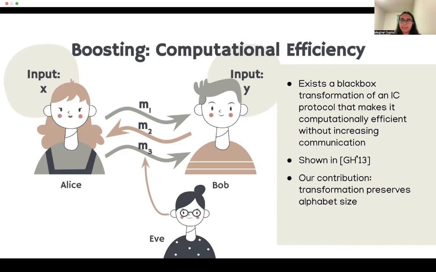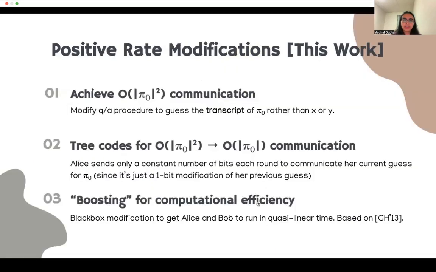However, their protocol blows up the alphabet size of the protocol. So our contribution is a transformation that preserves the alphabet size. This is important because we're working in a binary alphabet, whereas they were working in a large alphabet, so it was okay for them to blow up the size of the alphabet a little bit.